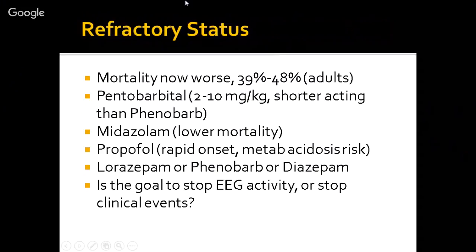I don't know. I read this meta-analysis in the Lancet. It compared pentobarb, midazolam, and propofol infusions for super refractory status, and they're all three equally good. But propofol you cannot give for too long because of the risk of propofol infusion syndrome or metabolic acidosis. And they thought midazolam was maybe a little bit better than the other two. I know we tend to use pentobarb the most.